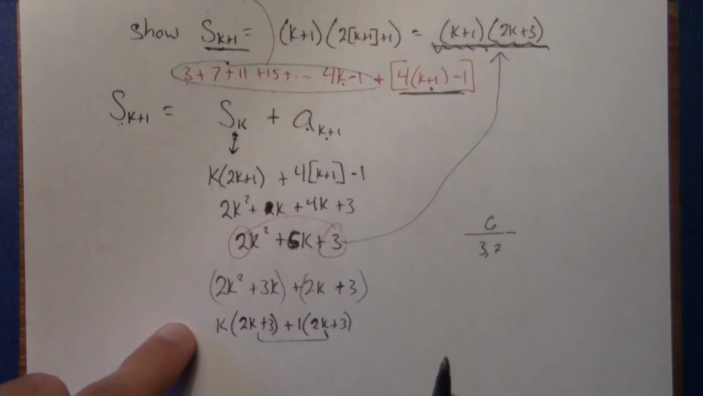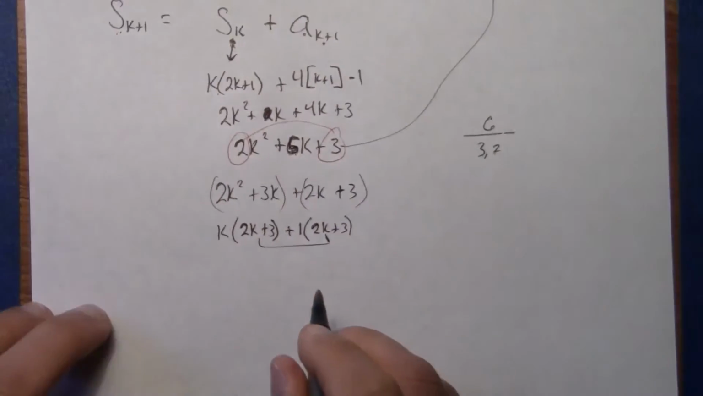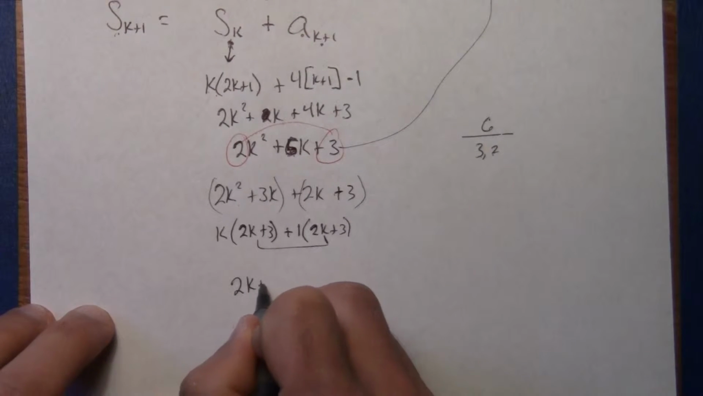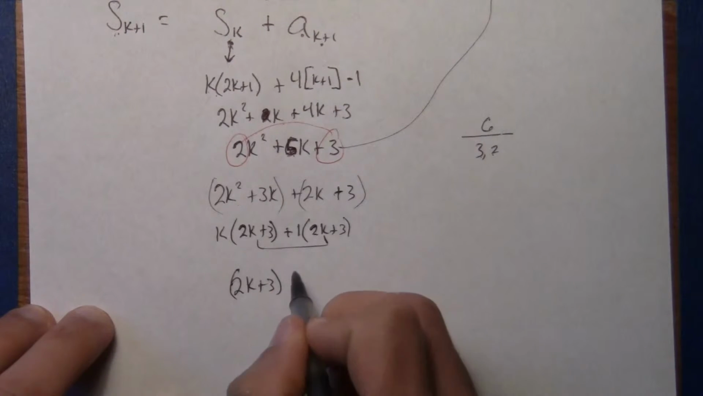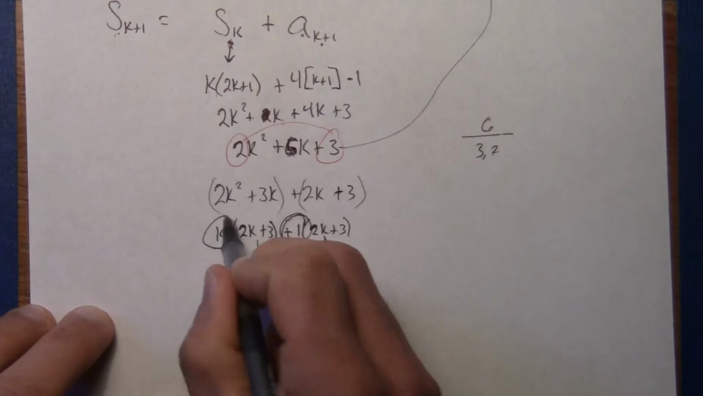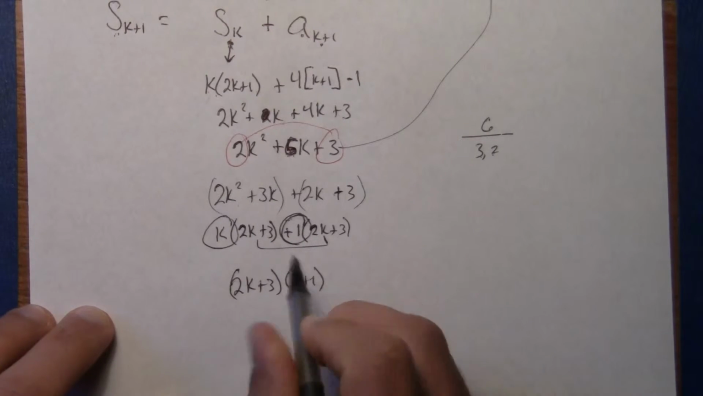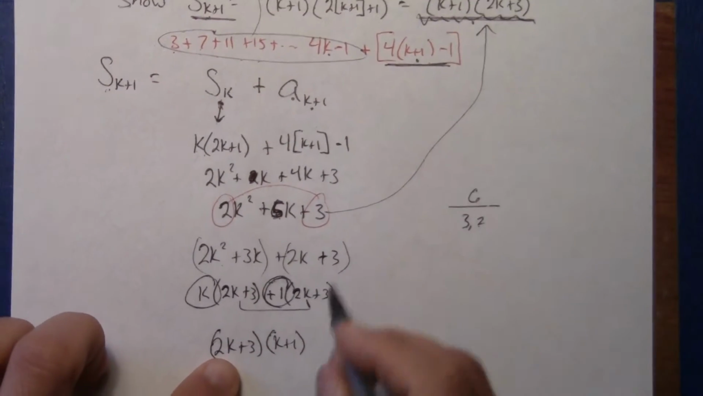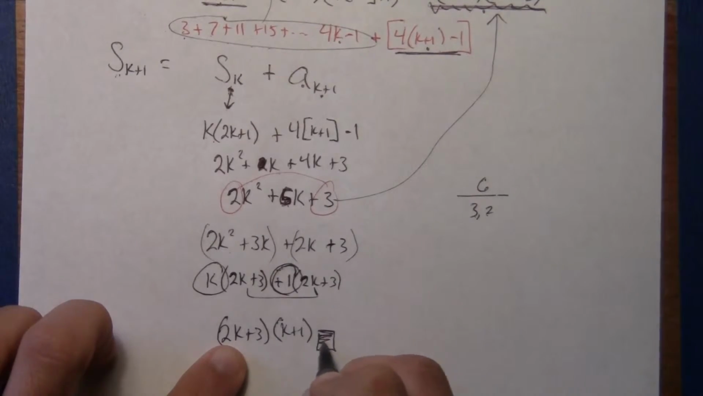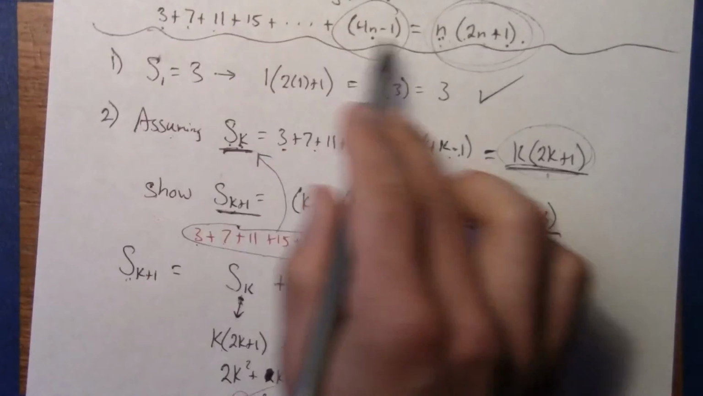Those being the same means you did this correctly. That means that's one of the factors, 2k plus 3. And then the other parenthesis is what you factored out. It's k plus 1. And sure enough, that's exactly what we have. And therefore, we have proved by mathematical induction that that formula is actually true.